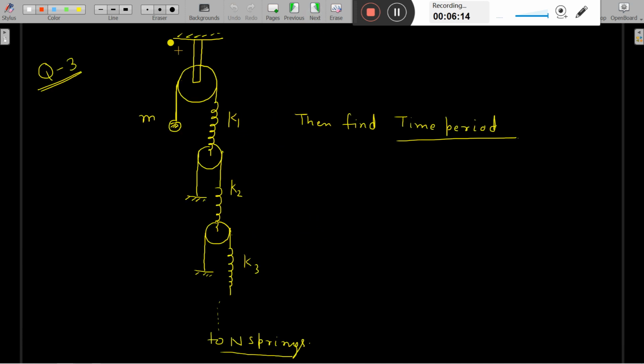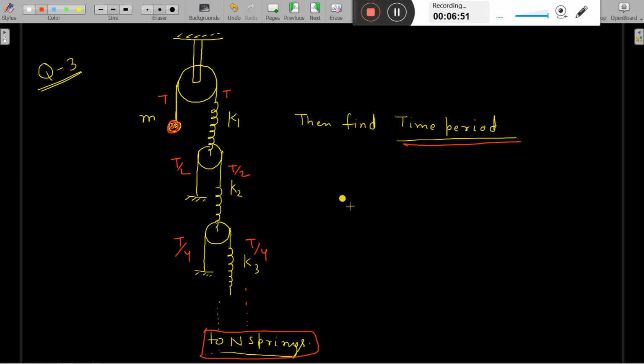In this question, a block is connected with many springs. We have to find the time period. If we distribute the tension, here the tension is T, here it comes out to be T by 2, here the tension comes out to be T by 4, and so on. So what will be the tension in the nth spring?